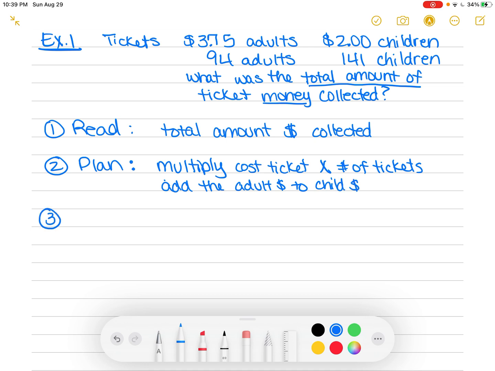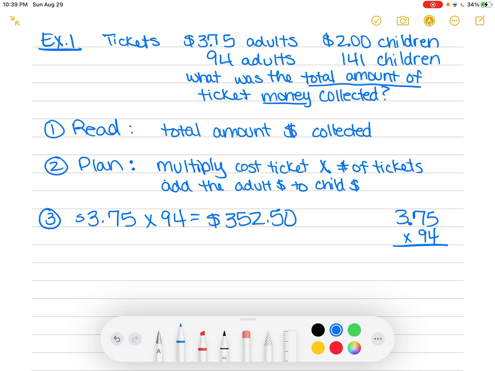Number 3 is I'm going to solve this problem. Okay, so I need to do 375 times 94. So I'm going to go off on the side over here, and I'm going to solve that problem. Okay, but I'm going to go ahead and just give y'all the answer. So that's going to be $352.50.